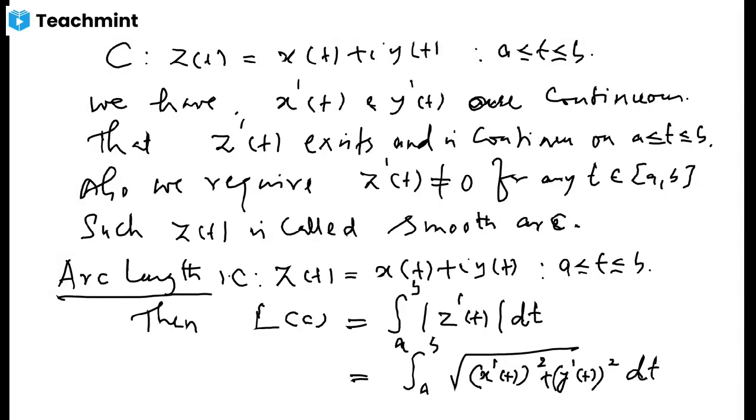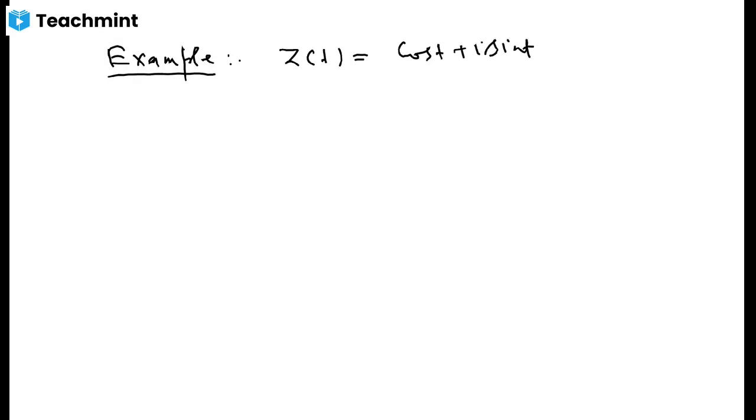And let's first calculate the arc length of a very known curve. Let me calculate the arc length of the circle so that you get to know what it actually is. Let us consider this z(t) as cos t plus i sin t, and the parameter interval is 0 less than or equal to t less than or equal to 2 pi.